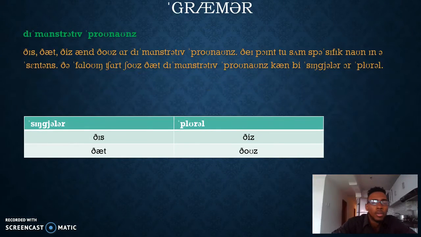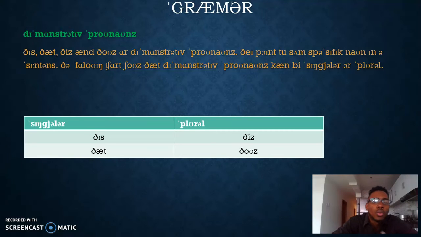In the grammar, as I told you before, we are using the demonstrative pronouns. Here it says this, that, these, and those are demonstrative pronouns. They point to nouns in a sentence, when we want to show someone something. The following chart shows that the demonstrative pronouns can be singular or plural.